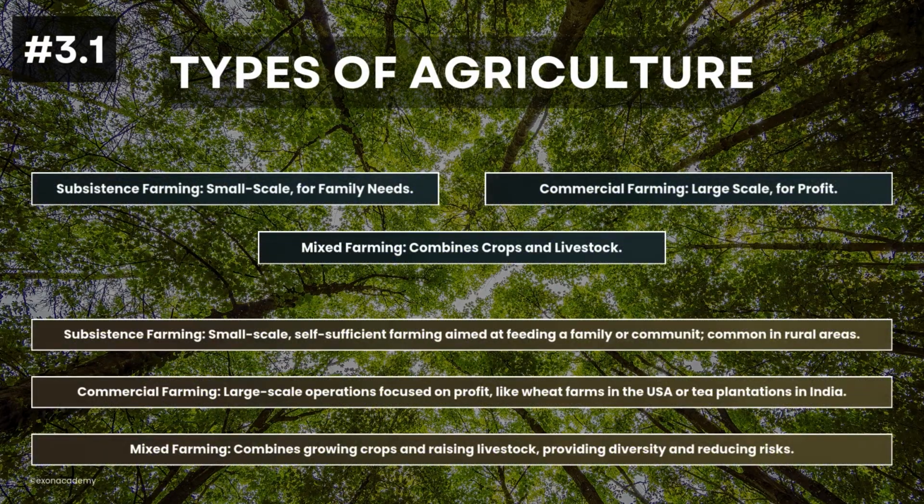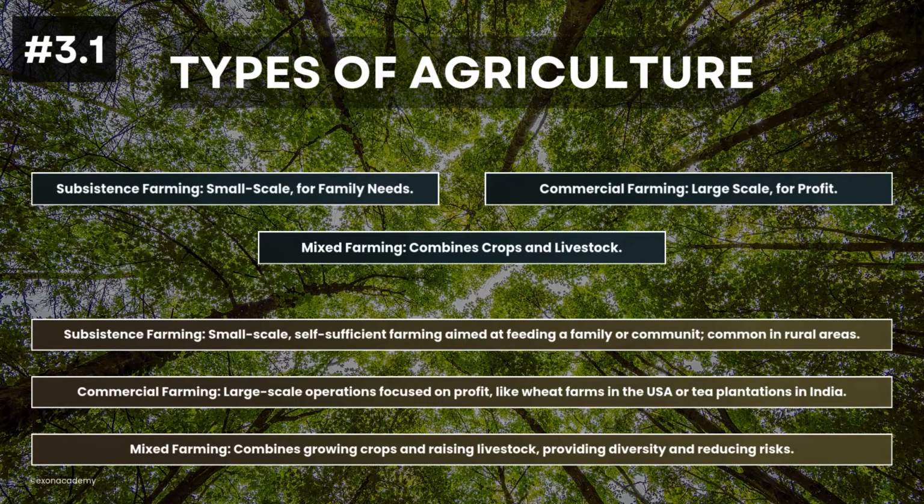Moving on to chapter number 3.1, Types of Agriculture. Agriculture is essential for providing food, but it varies based on scale and purpose. There are three types of farming in our syllabus: subsistence farming, small scale, self sufficient farming aimed at feeding a family or a community. It's common in rural parts of Africa and Asia.